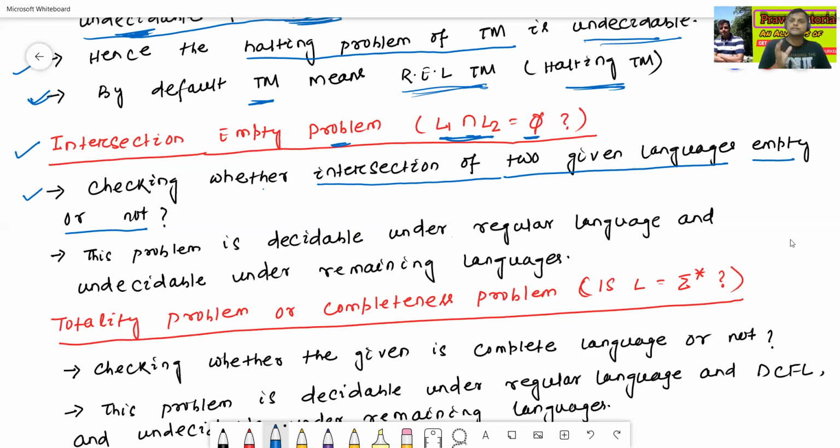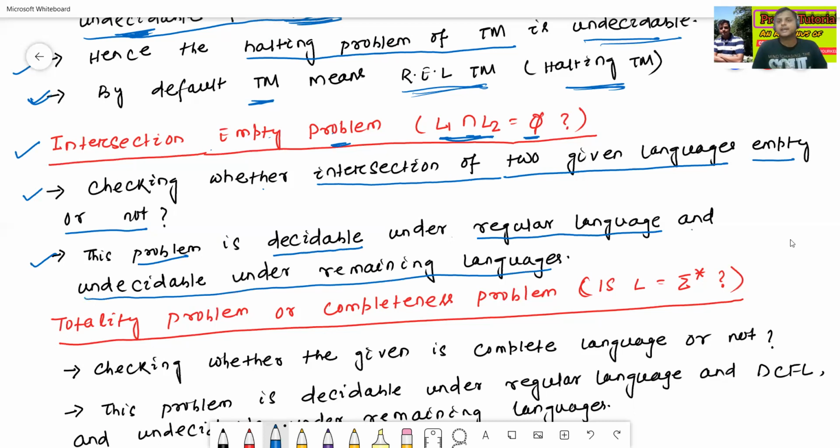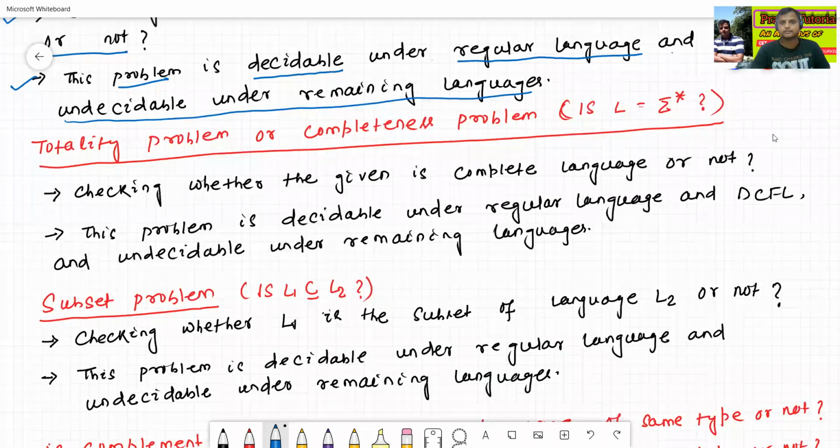Now we'll see whether this problem is decidable or undecidable. The intersection empty problem is decidable under regular language and undecidable under the remaining languages. Remaining languages means, for example, context-free language, DCFL language, recursive language, CSL language, REL language, and so on. So this problem is decidable under regular language but undecidable under the remaining languages. This is called the intersection empty problem. We have also given a chart on all undecidability problems. Later we'll see it.